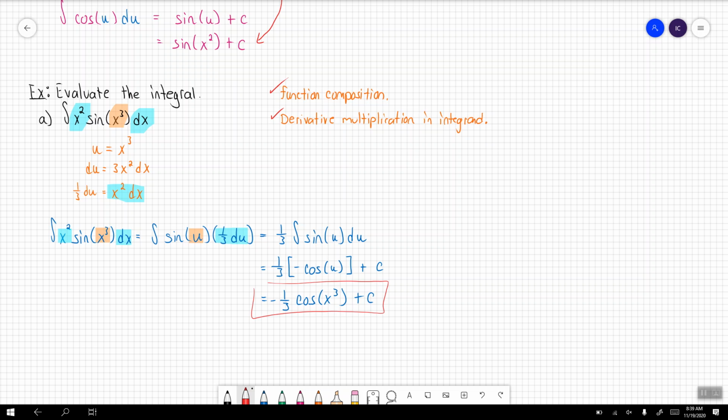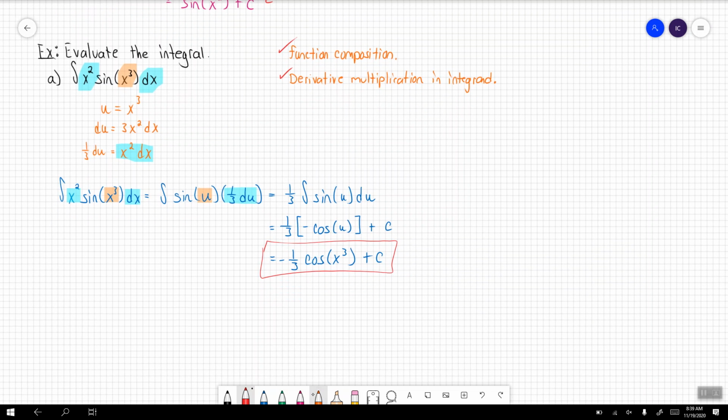That's great. Perfect. Now we can double check this. If we take the derivative of this function here, we should wind up with x squared sine of x cubed. So really quickly, let's go ahead and run a quick check. I'm going to do this on the right hand side. So check. I'm going to take the derivative of the answer that I found, negative 1/3 cosine of x cubed plus c.